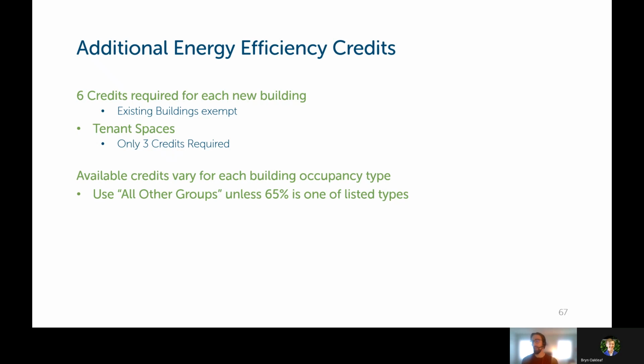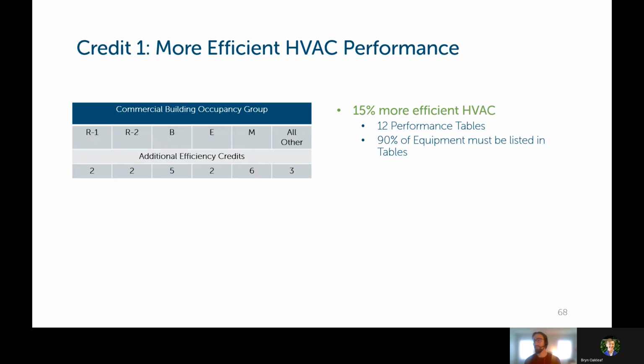And this is based on the building occupancy type of the commercial building. There are some certain ones listed, and there's an all other groups. If 65% or more of your building is not all within one of the other listed groups, you would use that one. So, as I said, you need to get 6 credits, and there are 10 different ways to get there.